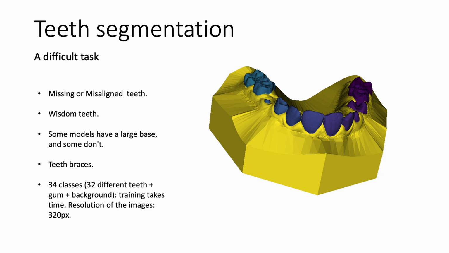Some models have a large base, as you can see on this figure, and some don't, so the images that are generated can look very different. Also, there are some cases of teeth braces in the training set, which can alter the shape of the models. Finally, training a model on 34 different classes takes a lot of time, so some optimization must be made, for example on the size of the images. We found that 320 pixels was a good compromise.